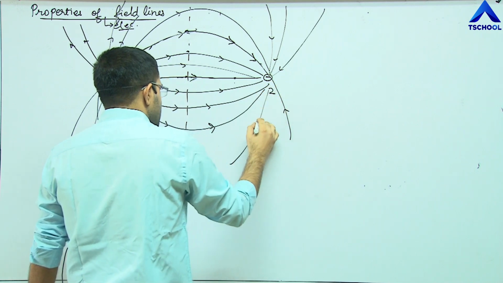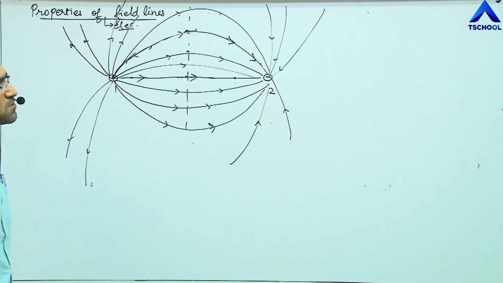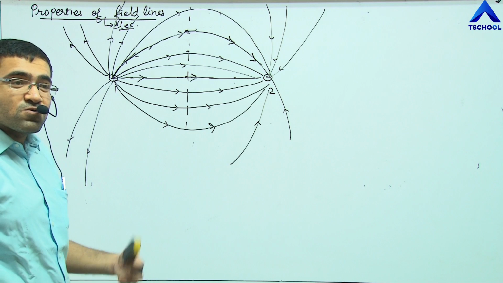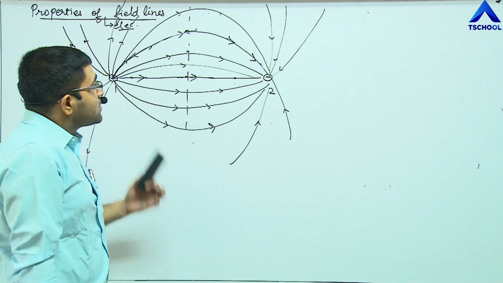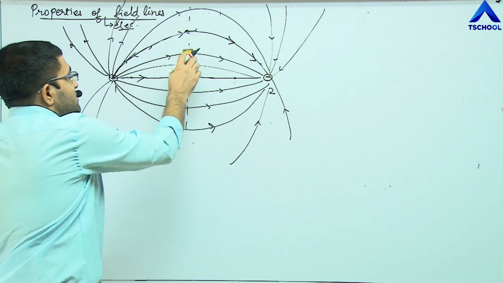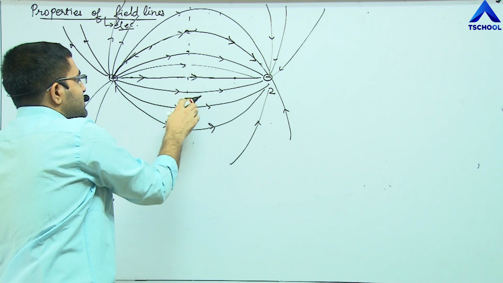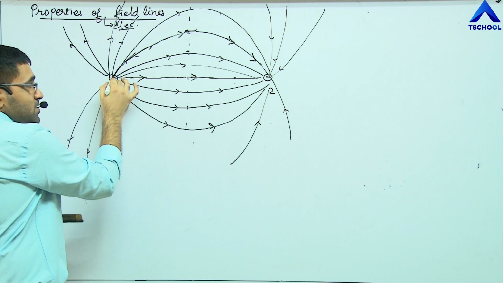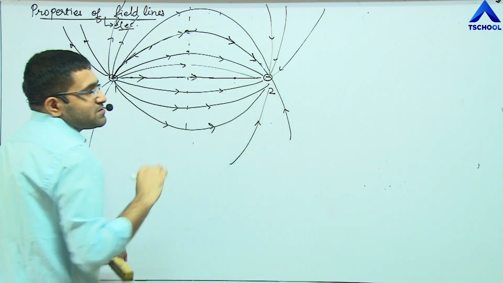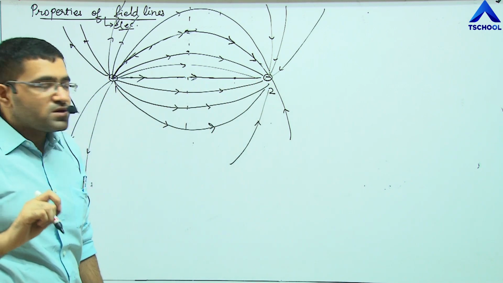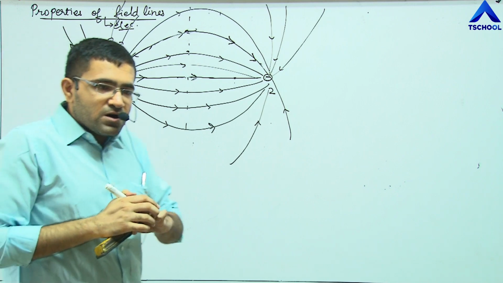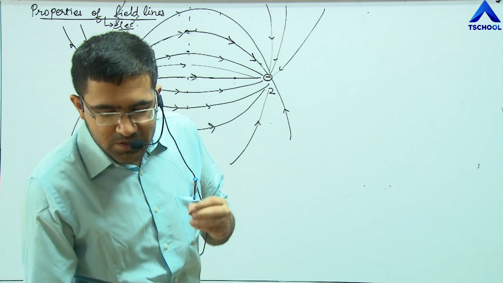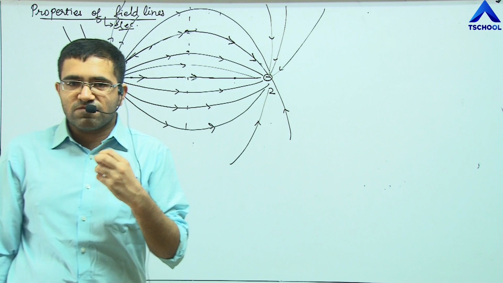Obviously you can't go everywhere in the universe to draw these field lines, because they can go up to infinity. But this is what the diagram of electric field lines looks like for a system of a positive charge and a negative charge. See, it does have to follow all the properties that we have talked about.